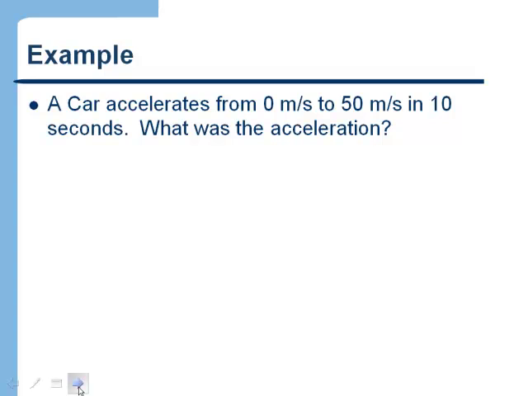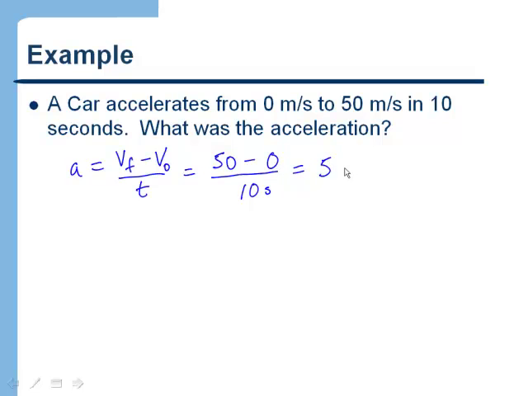So let's take a look at an example. A car accelerates from 0 meters per second to 50 meters per second in 10 seconds. What was the acceleration? So again, I'm going to write down my formula. The acceleration equals Vf minus V naught divided by t. And in this case, the final velocity was 50. The initial velocity was 0. And it took 10 seconds for that to happen. So I get 50 divided by 10, which is 5 meters per second, or 5 meters per second squared.